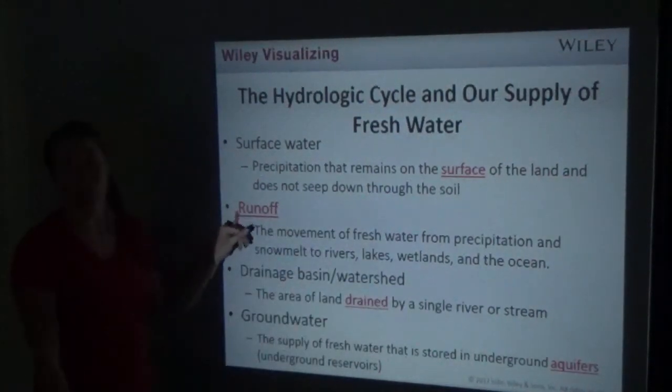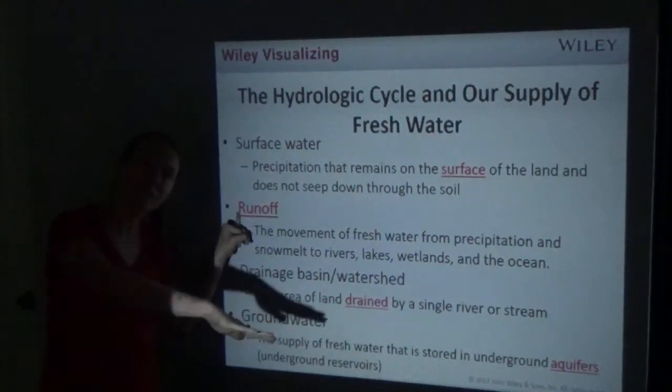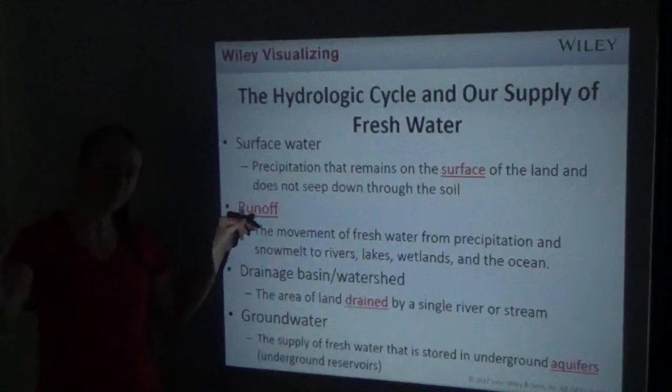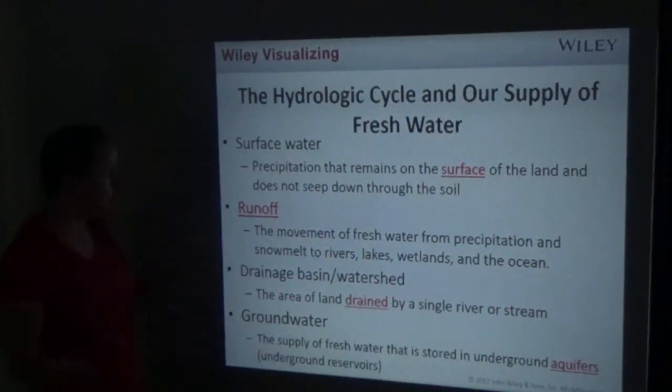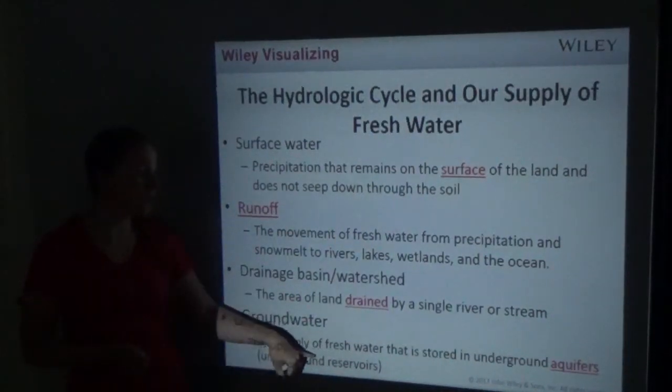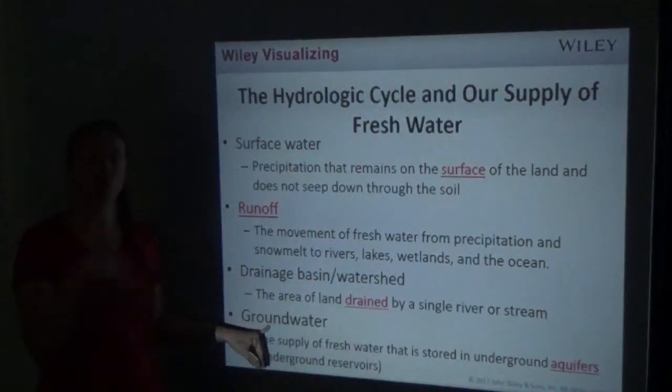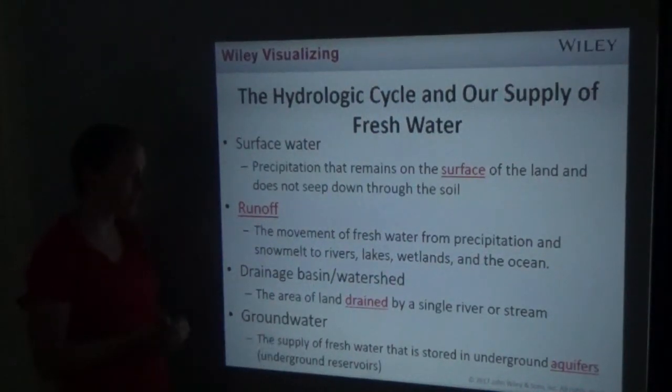The problem that we've talked about with runoff is as it's running across the land, if it picks up any pollution, it's going to continue that into the rivers, streams, and eventually the ocean. Drainage basin or watershed, that's just the area of land drained by a single river or stream. And then groundwater is the supply of fresh water that is stored in underground aquifers, which are just underground reservoirs. So groundwater is what we pump up into water towers to use for our drinking water and things like that.